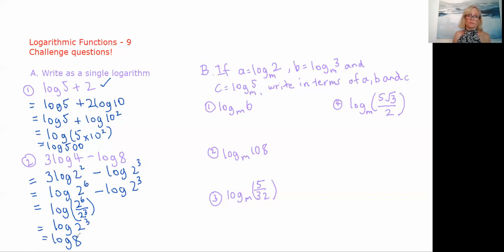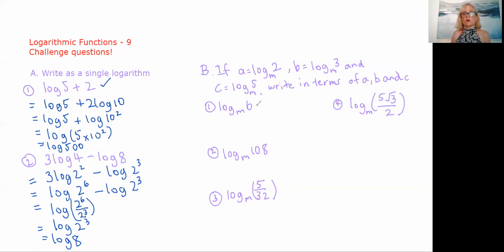All right, next one. Now, these sorts of questions I love because they get you really thinking. We're told that A is log of 2 to base m, B is log of 3 to base m, and C is log of 5 to base m. Notice for starters that all our powers here, 2, 3, and 5, are all prime numbers. So it might be helpful for us to bear that in mind and maybe consider changing any of our powers to powers of primes.